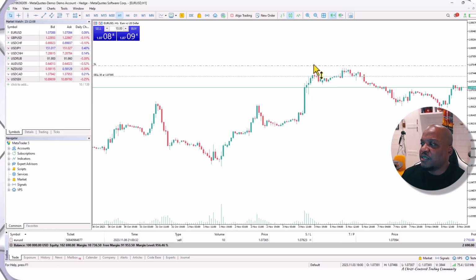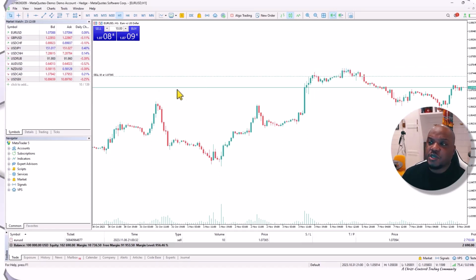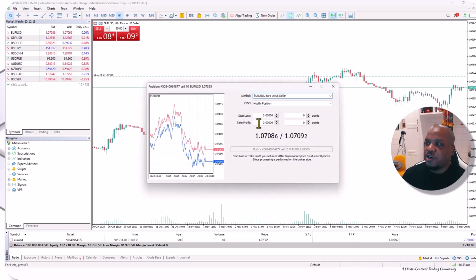So that's one way to do it. I'm going to erase that by right clicking and hit cancel stop loss. I'm going to show you a different way to do it. So now that you're in the trade, you can hover over this and double click, and it'll open up this trade box, and you can just type in your coordinates that you got from TradingView.